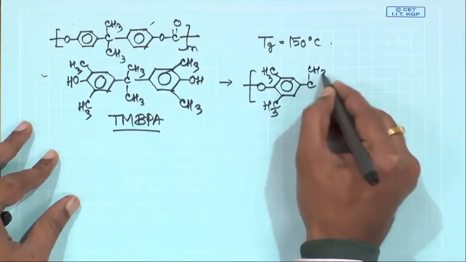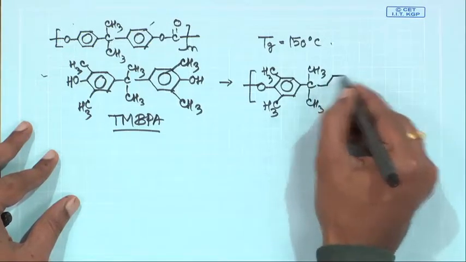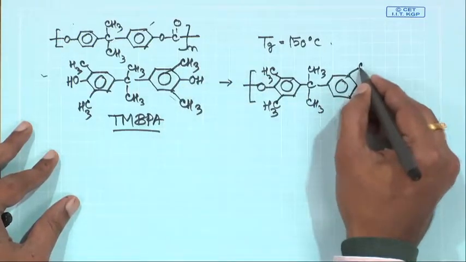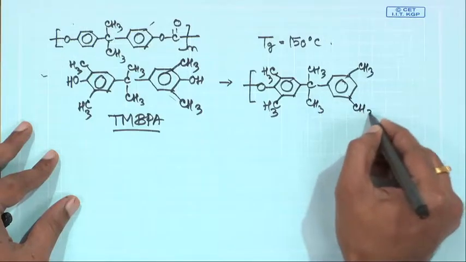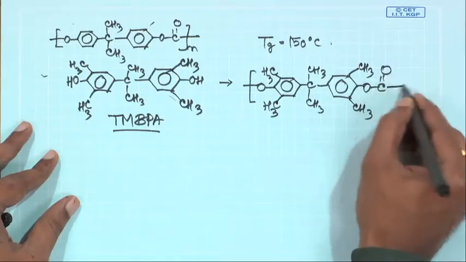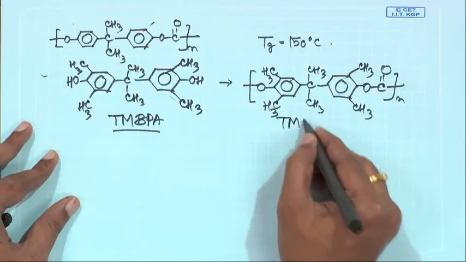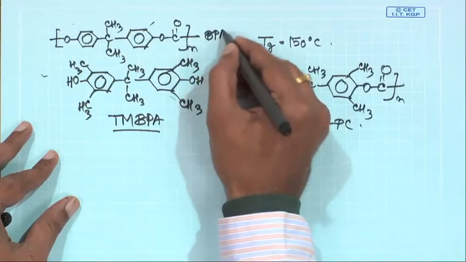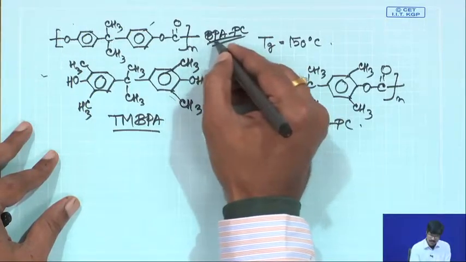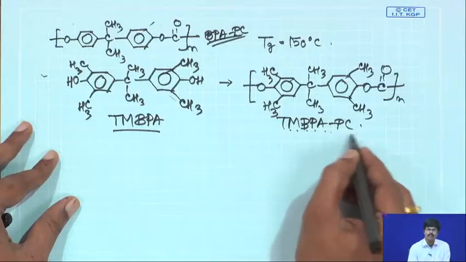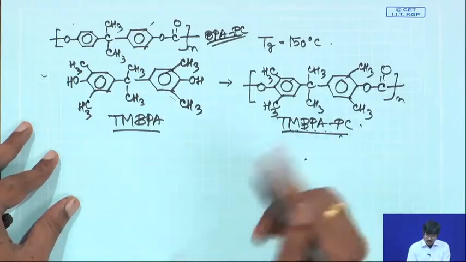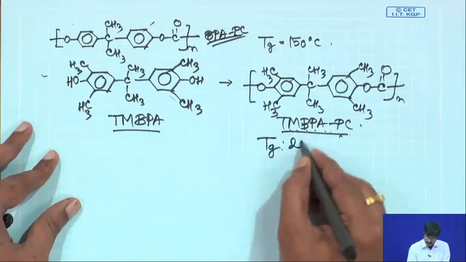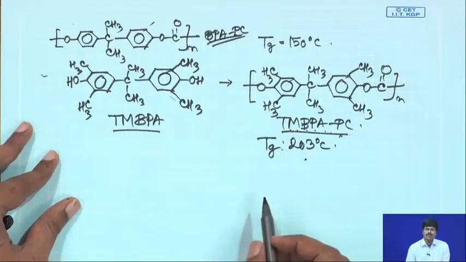So, you have increased the rigidity of the chain by this process, because you have all these bulky substituents present in the system. So, this is TMBPAPC and this was BPAPC. Okay. So, this is bisphenol A polycarbonate, this is tetramethyl bisphenol A polycarbonate. So, did we increase the Tg? In fact, yes, experimentally the Tg is 203 degrees Celsius. So, we achieved what we wanted to do.